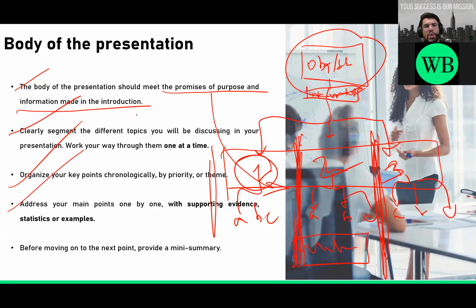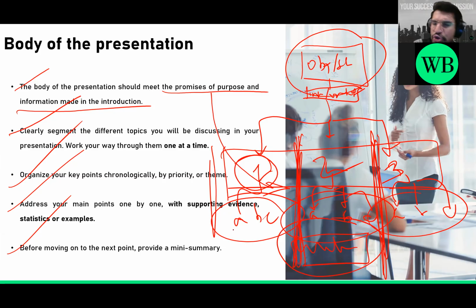Address your main points one by one with supporting evidence, statistics, examples. So this is your ABC. You can get into great detail here. This is where you can show your charts, whatever you need to back what you're saying needs to come here. And before moving on to the next point, provide a mini summary. So that's something that you can do, because just remember that the audience's mind is very fickle and our memories are very short, right? So that's the reason why it's nice to do a quick summary of that point before you move on to the last one. And at the end, of course, you do an overall summary as well, right?